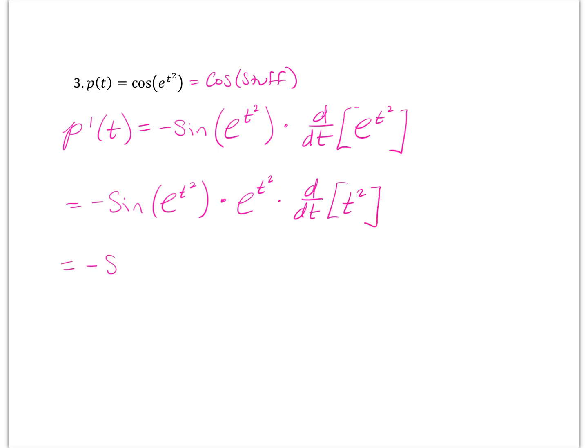Okay, exercise in copying here. Negative sine of e to the t squared times e to the t squared times the derivative of t squared, which is 2t, and I'm done.